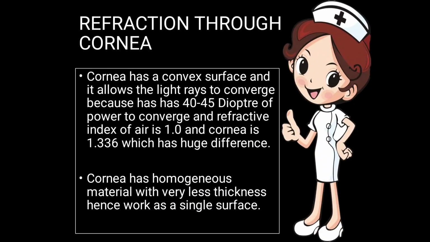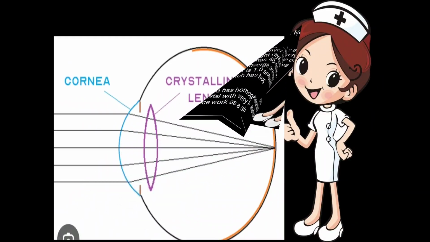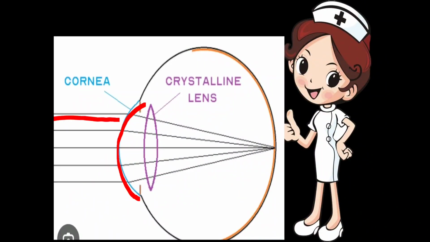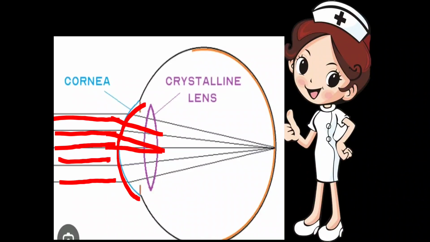Next one, refraction through the cornea. Now how does the refraction through the cornea take place, how does the bending of light take place? The cornea acts as a convex surface and it allows the light rays to converge because it has 40 to 45 diopters of power. The refractive index of air is 1 and of the cornea is 1.376, which is a huge difference. So this one is the cornea. Parallel rays of light come from infinity and start bending after passing through the cornea. This gives 45 diopters of bending of light from the cornea.